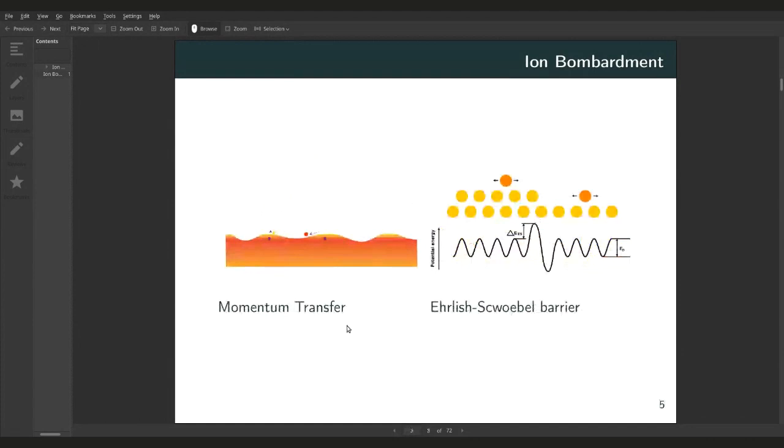Some other things that play here. So when an ion hits the surface, there's atoms on the surface. This can cause the atoms on the surface to move around. So we have some momentum transfer from the ion bombardment. And then a big deal here is the Ehrlich-Schwoebel barrier. So what this means is it's a nonlinear surface current. And you should think about it as a potential barrier.